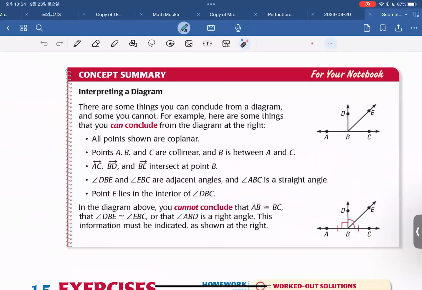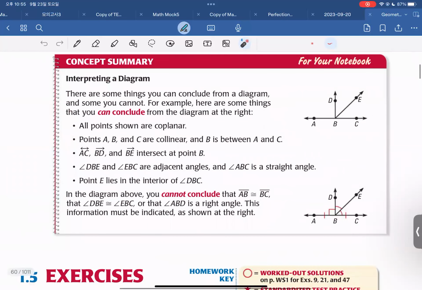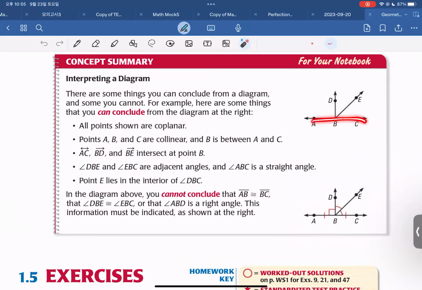We can also see that DBE and EBC are adjacent angles, and we can also see that ABC is a straight angle, right? And we can also see point E lies in the interior of DBC, so it's in here, right? But you can't conclude congruence because you don't know the exact angle measures from this diagram. There are no angle measures given besides the fact that this is a linear pair and this is probably 90 degrees, but we don't know the value of these.